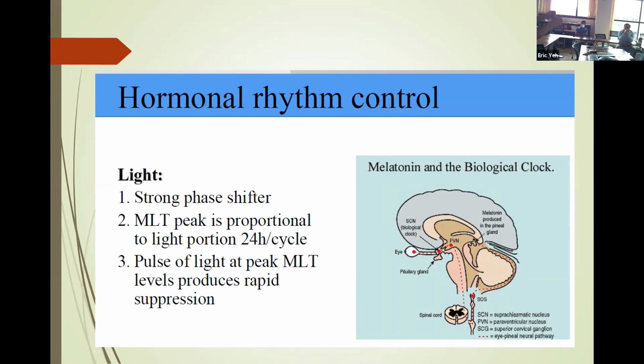So that's why we always say melatonin is not a good hypnotic. It just helps your body find that balance between your alertness, process C, and your process S, and just to move that clock around. That's really what melatonin is.